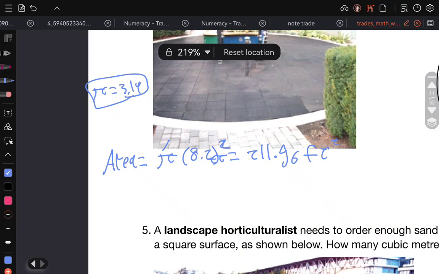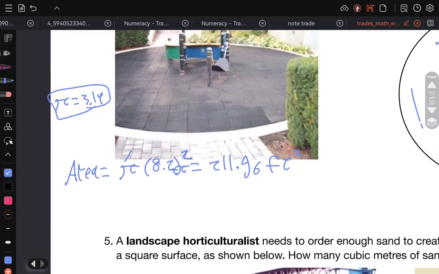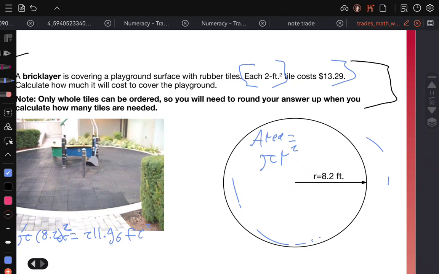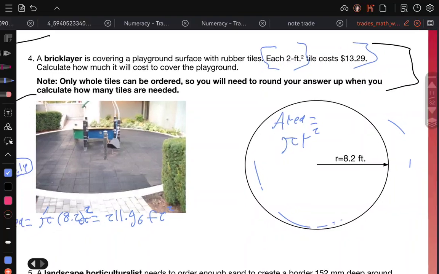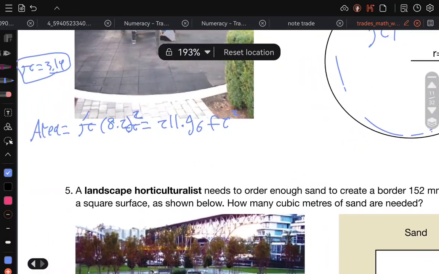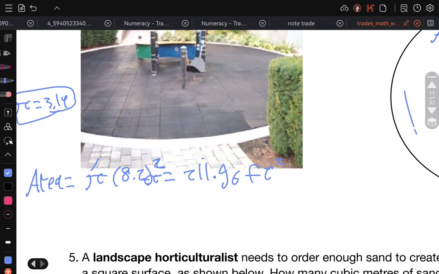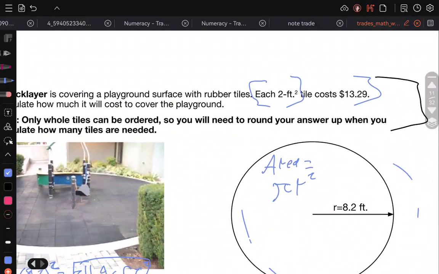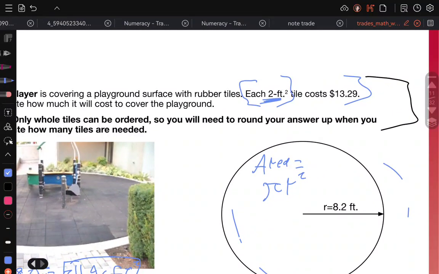The second one is to determine the number of tiles needed. As you must know as you read the question, each tile covers 2 square feet, so the total number of tiles required is gonna be, let's read the question again, the area, which we found, and the tile coverage, which is 2.